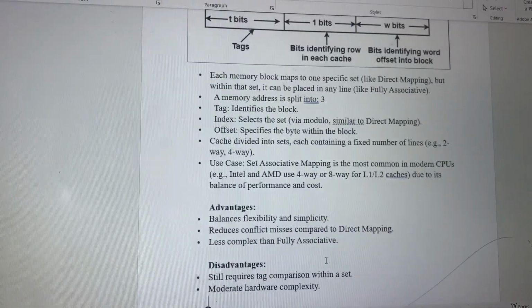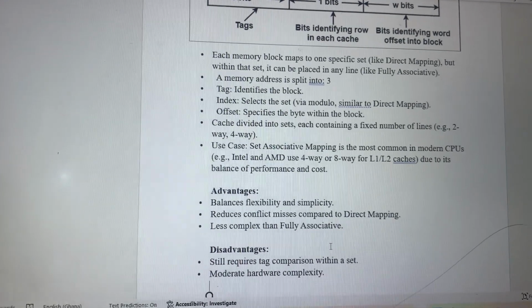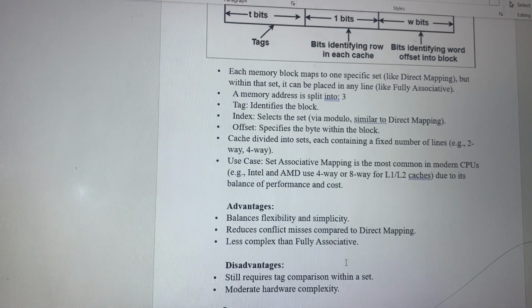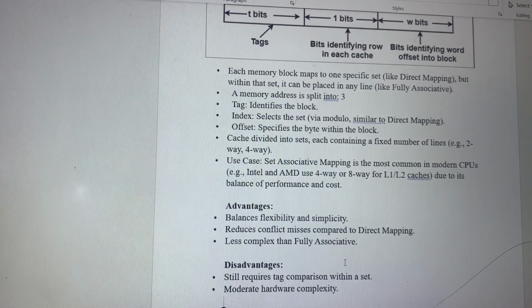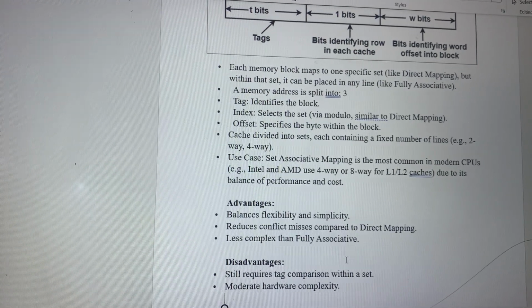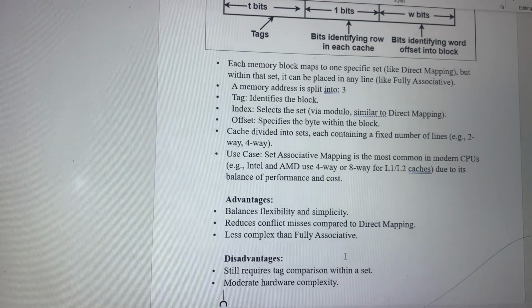The advantages here are a balance of flexibility and simplicity, reduced conflict misses compared to direct mapping, and less complexity than fully associative. The disadvantage is that it still requires tag comparison within a set, so there is moderate hardware complexity.